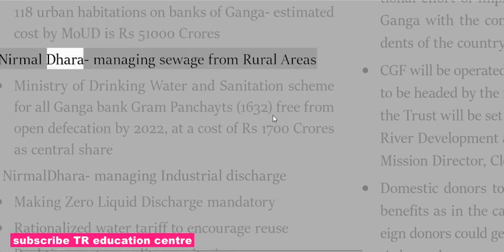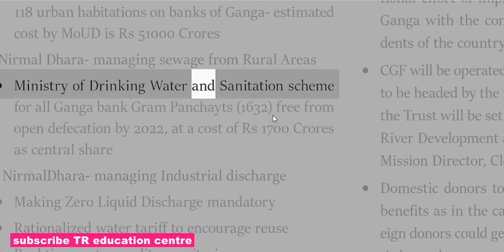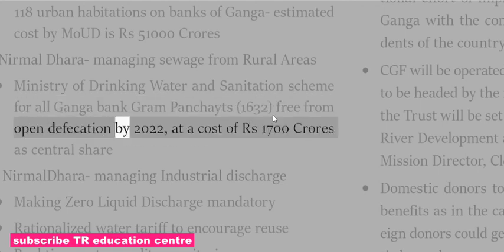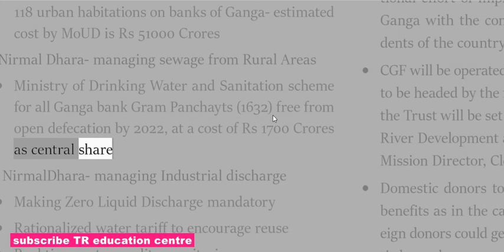2. Nirmal Dhara, managing sewage from rural areas. Ministry of Drinking Water and Sanitation scheme for all Ganga bank Gram Panchayats, 1,632, to be free from open defecation by 2022, at a cost of rupees 1,700 crores as central share.